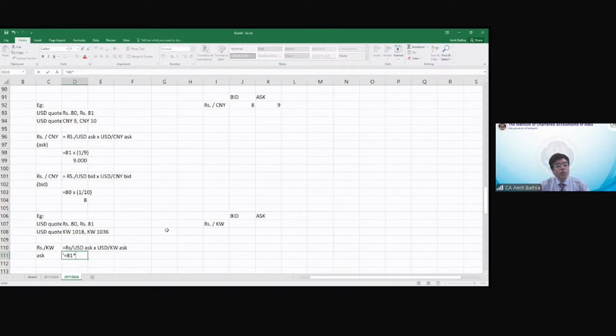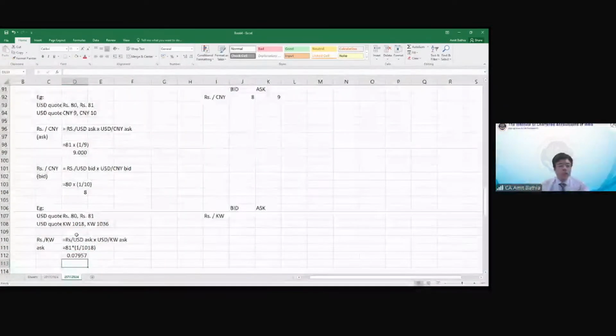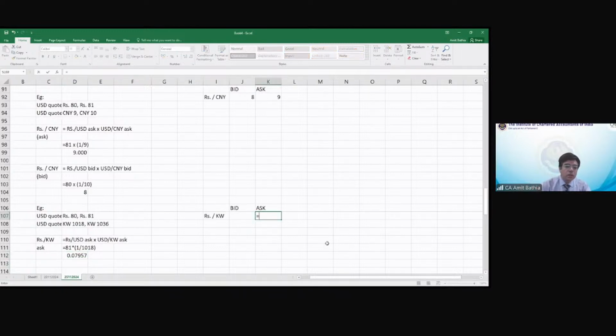multiplied by, I want USD to Korean won. Now remember, this is an indirect quote, so bid will become ask. That is 1 divided by 1018.18. So I am getting over here the ask price is 0.07957.